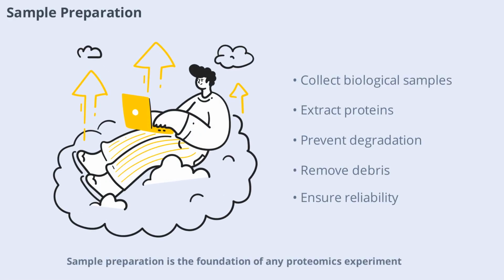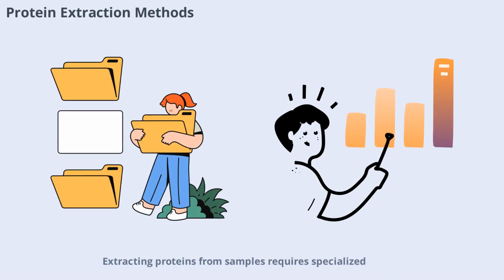Sample preparation is the foundation of any proteomics experiment. This step involves collecting biological material, such as blood, tissue, or cultured cells, and extracting proteins from these samples. Proper sample handling is essential to prevent protein degradation and contamination. Researchers often use buffers and detergents to solubilize proteins, followed by techniques like centrifugation to remove unwanted debris. The quality of sample preparation directly impacts the reliability of downstream analysis, making it a crucial part of the proteomics workflow.